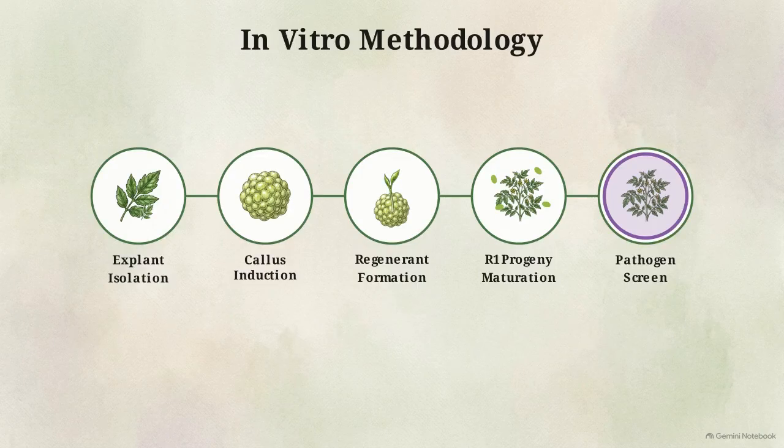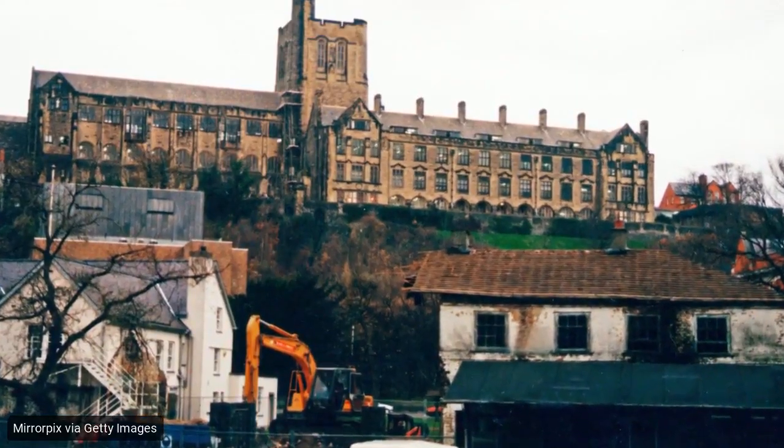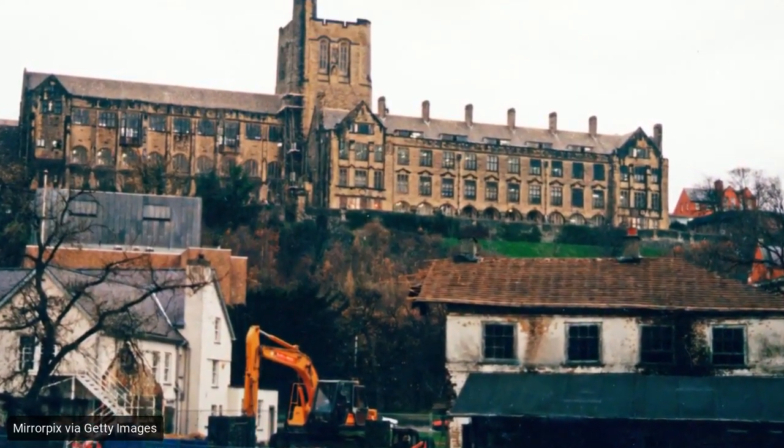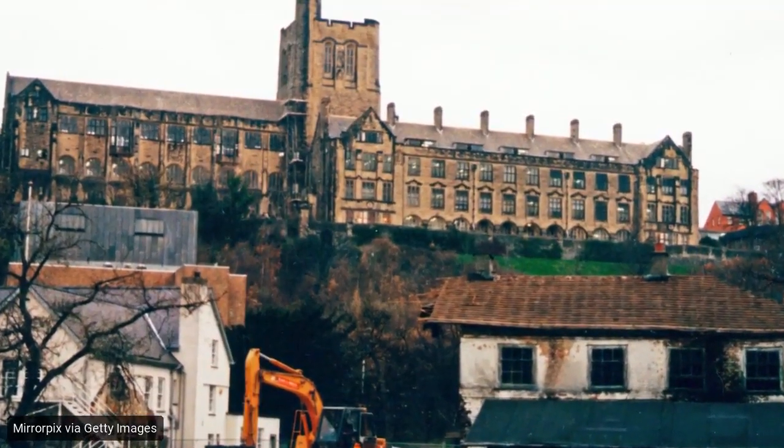Step 5 takes that R1 generation and aggressively screens it against live pathogens to isolate any mutants developing resistance. Tracking a 1999 methodology by researchers Chowdhury and Shah demonstrates exactly how controlling the initial explant environment dictates the success of this entire mutation pipeline.